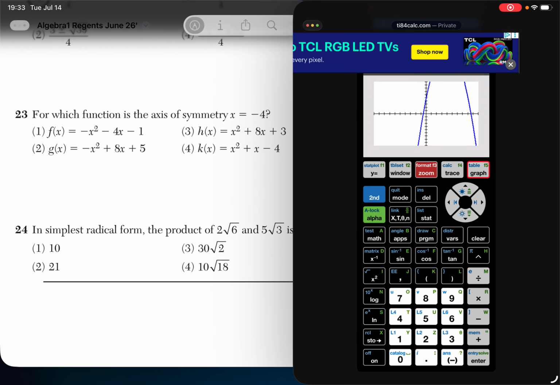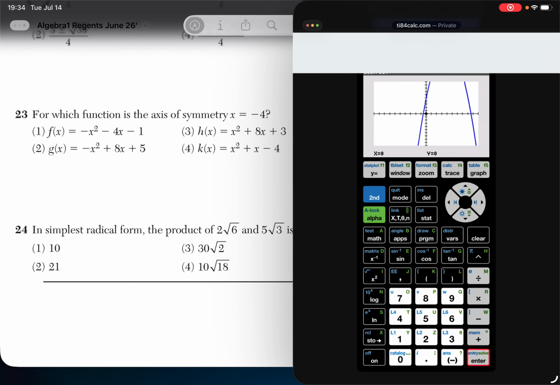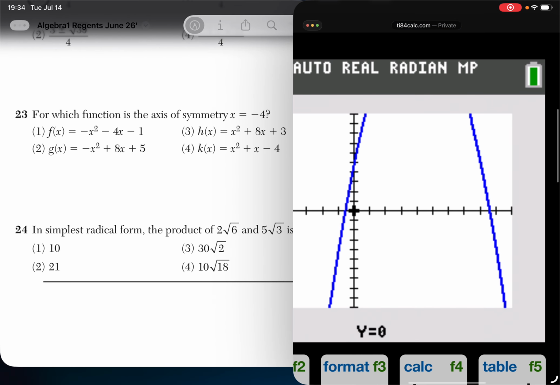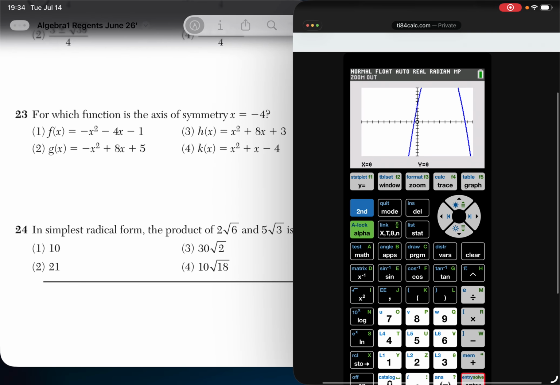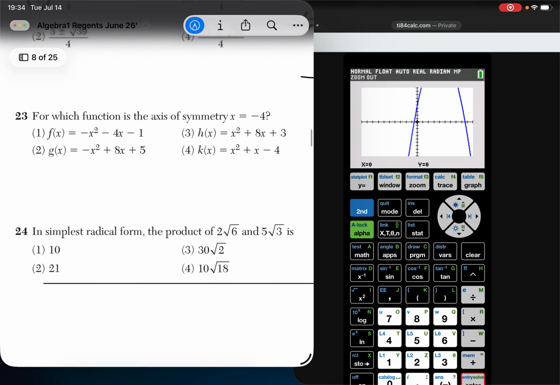For this one, you can always go back in and zoom out if you wanted to, and try to figure out if it is the axis of symmetry. But we want it to be negative 4, and if you notice, our graph is on the positive side, so that one can't be true. So, for example, 1 and 2 are incorrect, because 1 had the axis of symmetry at negative 2, and then 2 has the axis of symmetry somewhere on the positive side.